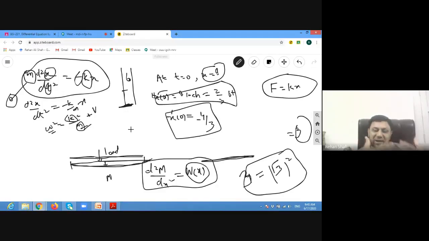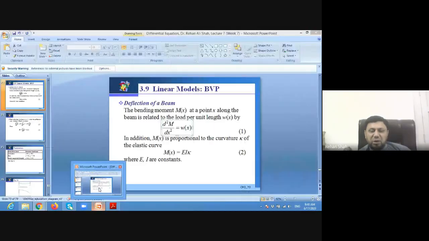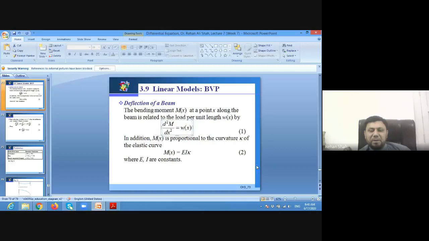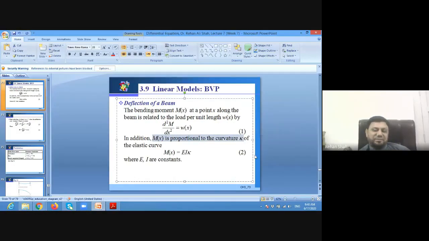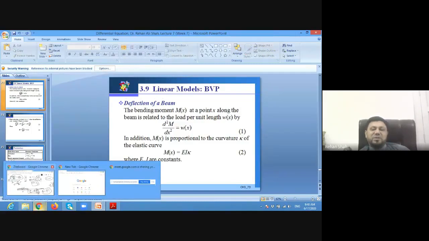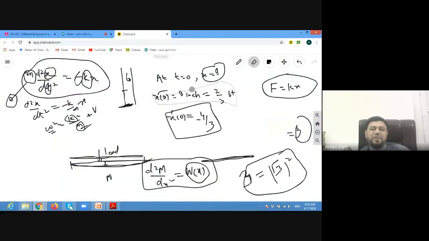So you are constructing at this level. Okay sir. Okay ji. So now what is M? M is actually bending, proportional to curvature. What is curvature? What is curvature? Have you studied curvature in calculus?